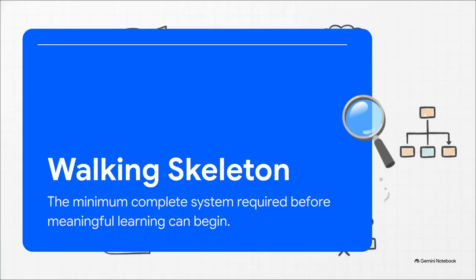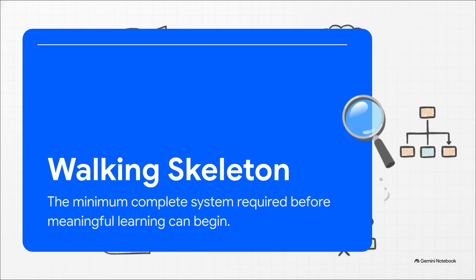All right, I want you to picture planting a tree. Before a tree can grow sprawling branches or actually bear fruit, it needs a seed, and it really needs to establish its essential roots deep in the soil. It needs a stable foundation. Well, a walking skeleton is the minimum complete system required before meaningful learning can begin.